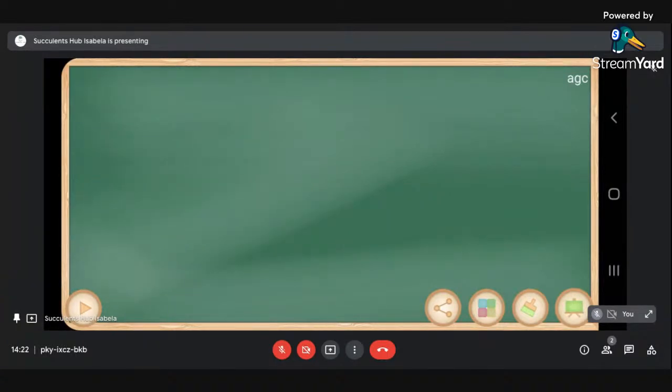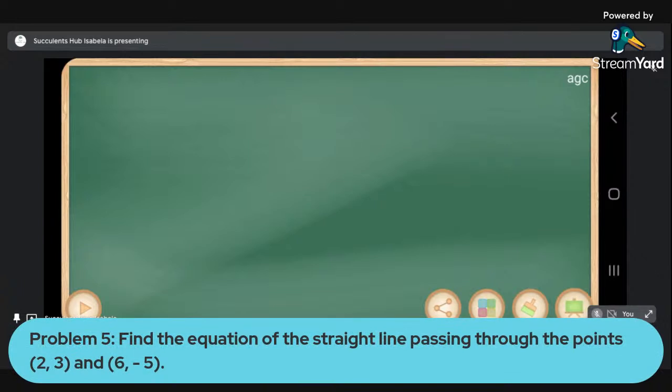So let's see kung ano pang meron dito. Problem 5, I think. Find the equation of a straight line passing through the points 2, 3, and 6, negative 5. Ayan. Pa-solve na lang dyan. Para sumasabay kayo. So we have 2 points here.